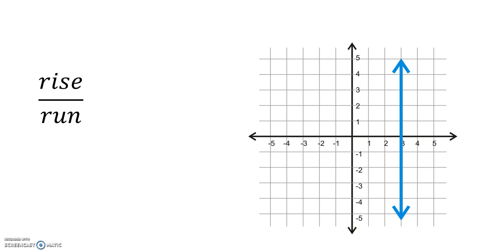Conversely, we have this one. This line is a vertical line. So if you find your 2 good points, to get from my first point to my second point, I rise 1, but I don't run at all. So my run measurement would be 0. And if you recall from algebra, you're not allowed to divide by 0. So this slope would be an undefined slope.